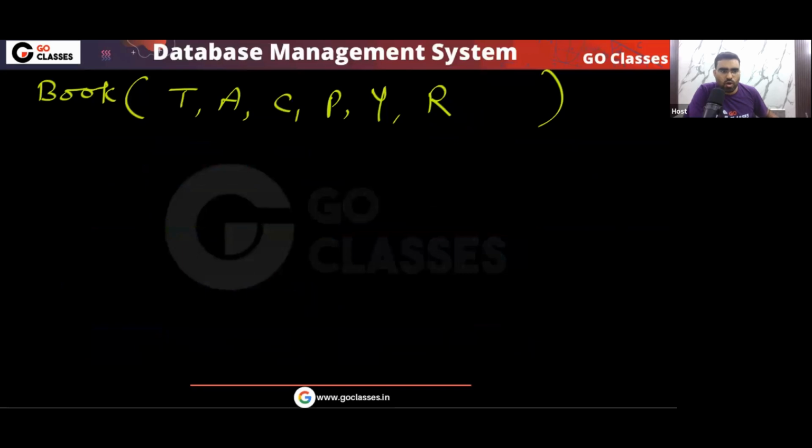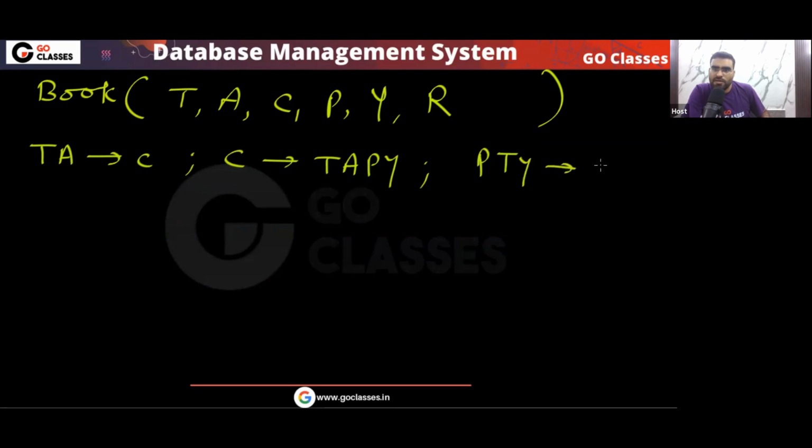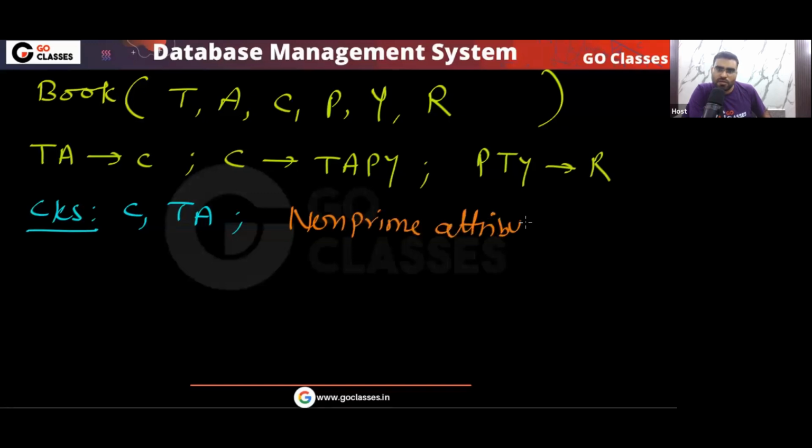Please tell me, what are the non-prime attributes? See, these are the FDs: TA determining C, C determining TAPY, and PTY determining R. We got the candidate keys: C and TA. So what are the non-prime attributes? Tell me all the non-prime attributes. They are P, Y, R. These are the non-prime attributes. Yes or no?